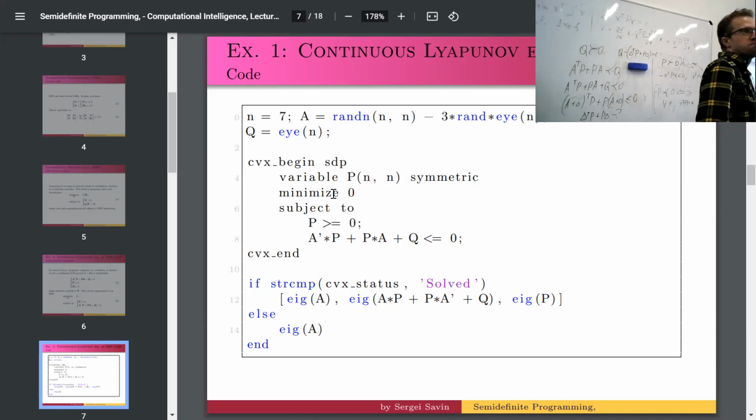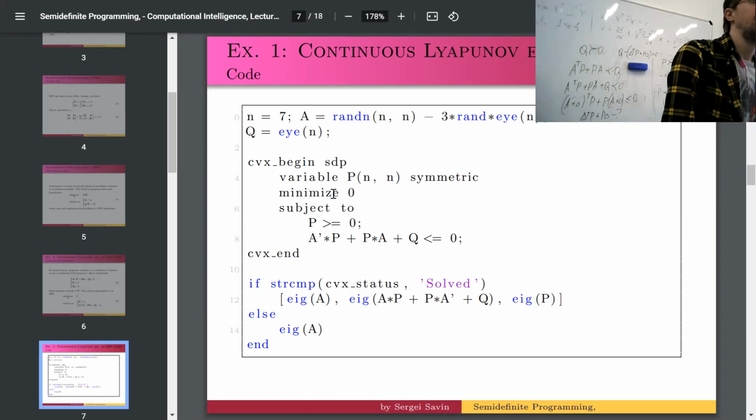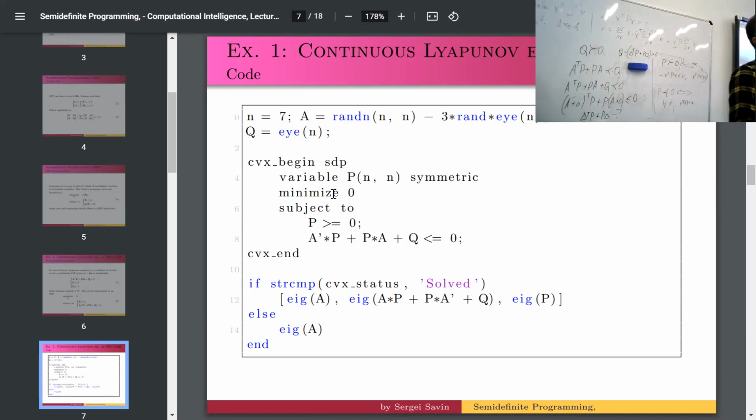You have no cost function and 2 constraints. You are trying to find P. If you can find P, we can prove stability of the system. Then the system is stable with the margin Q. P should also be positive semi-definite.